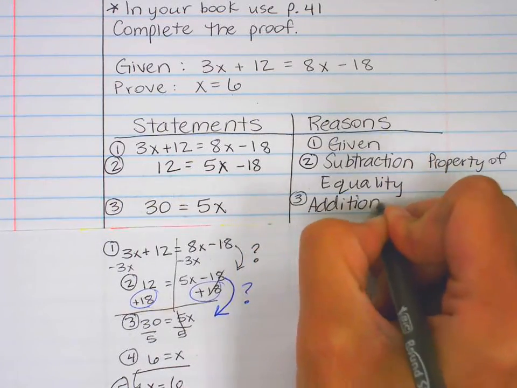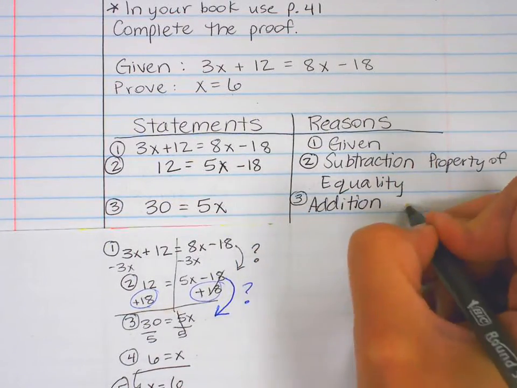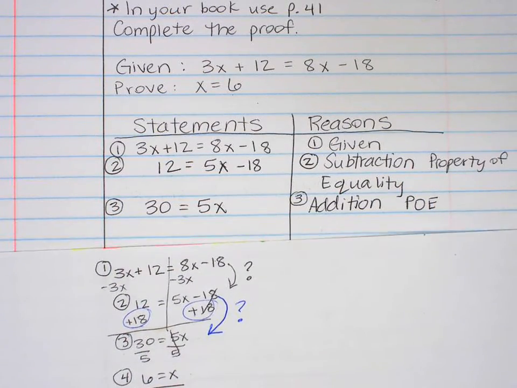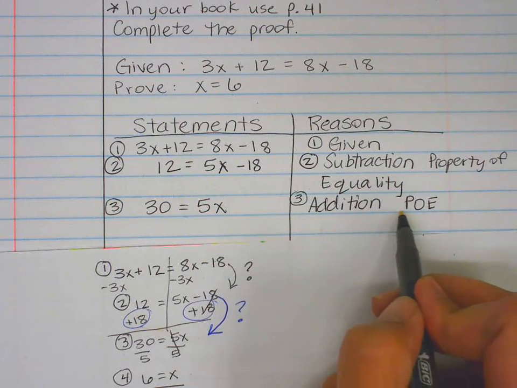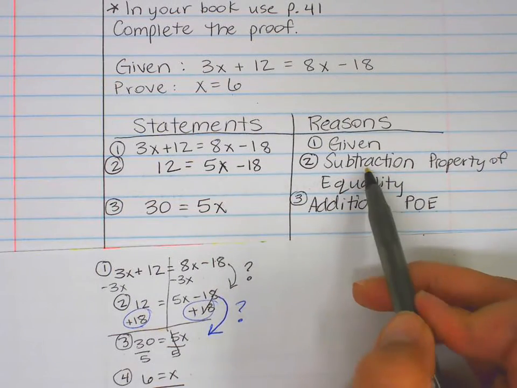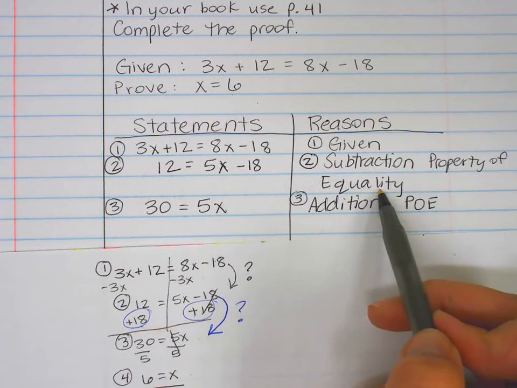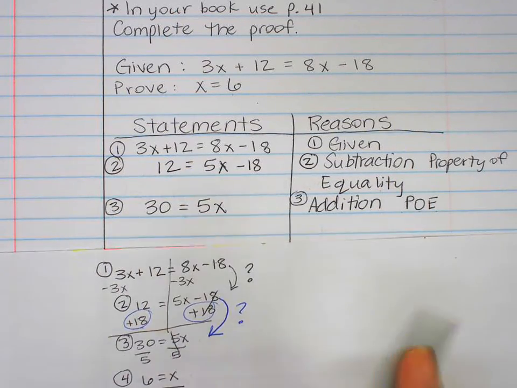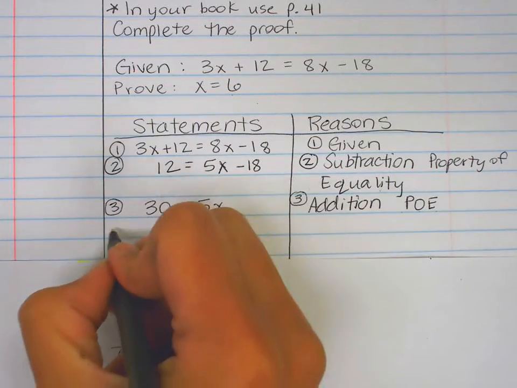And there is a short way to write property of equality. I can write POE, which I think you guys will probably prefer. Addition property of equality. So for subtraction, I wrote it out just to show you that's what POE stands for. Here, I'm just going to use the shortcut. Okay, so now moving on to statement number 4.